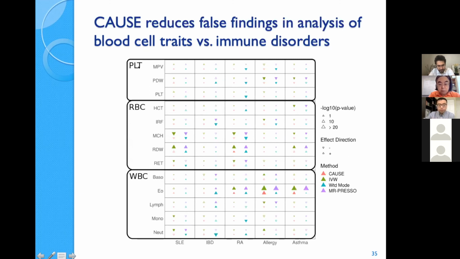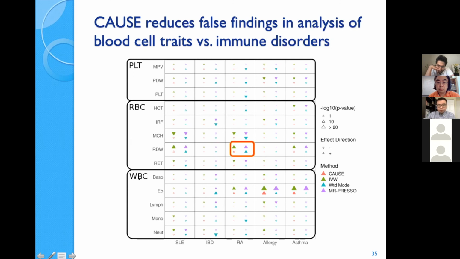It displays results in the same way as before. Each row shows one exposure, and each column shows one immune disorder. We group the traits by platelet, red blood cell, or white blood cells. As you can see here, we shouldn't see causal effects in the top two groups, because those are irrelevant to immune disorders. And CAUSE avoids almost all the false positives there, except in one, right? Where other methods report a lot more false positives.